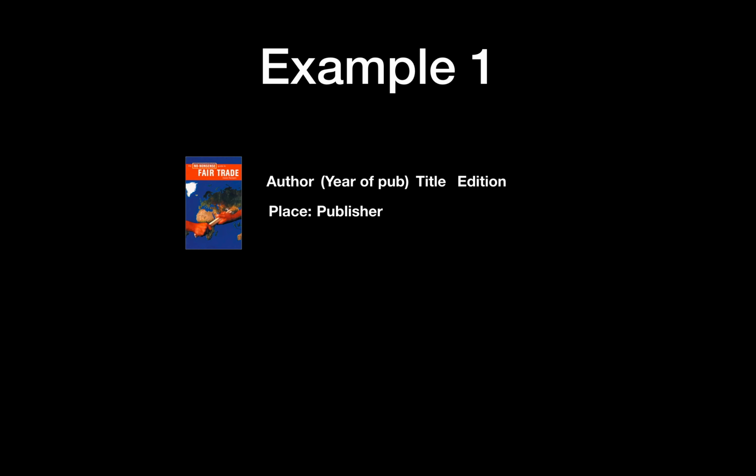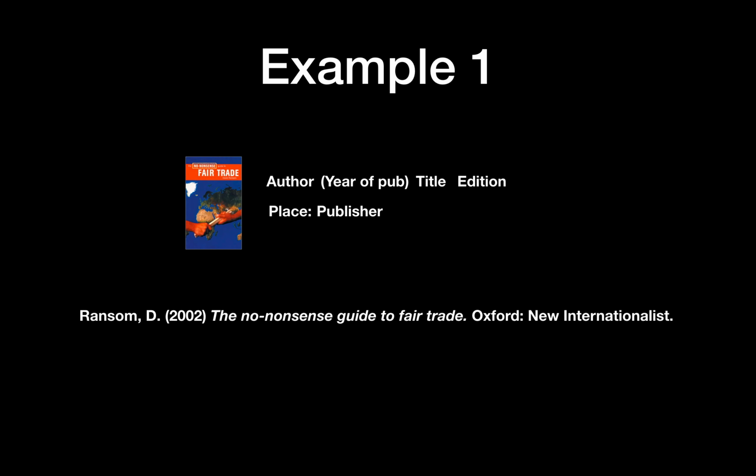Okay, let's lay this out in a proper example then. So we have the author's second name, Ransom, comma, D, the first initial. Our year of publication goes in brackets, which in this case is 2002. Then we have our title, The No-Nonsense Guide to Fair Trade, which you will notice I have put in italics. And that is something that you need to stick to. You put the title of the book in italics. The place of publication was Oxford, and the publisher was called New Internationalist.